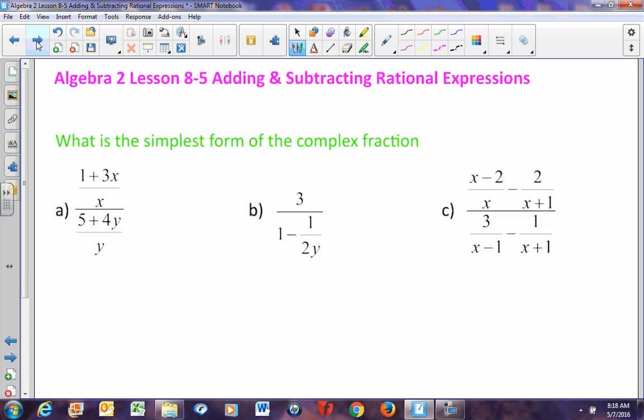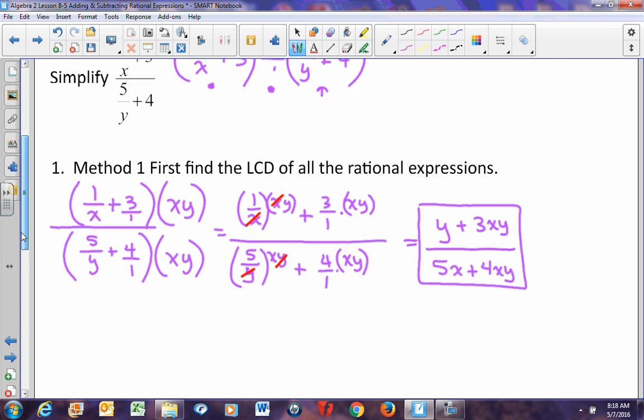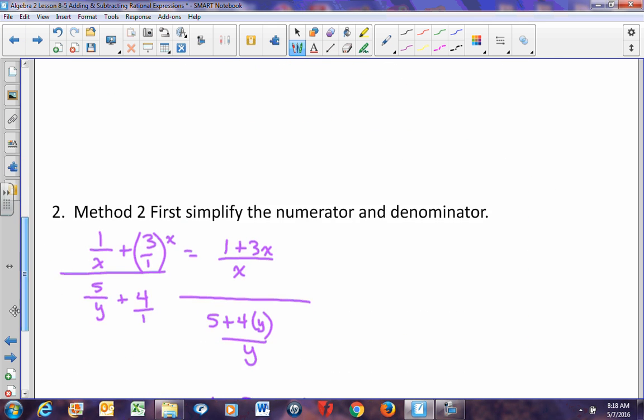All right, going back to our examples. We just did this problem, basically. If you look at the page in front of it, we have 1 plus 3x over x, 5 plus 4y over y, exactly the same problem, so we should get the same exact answer.